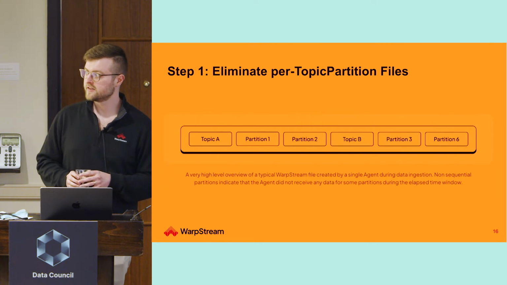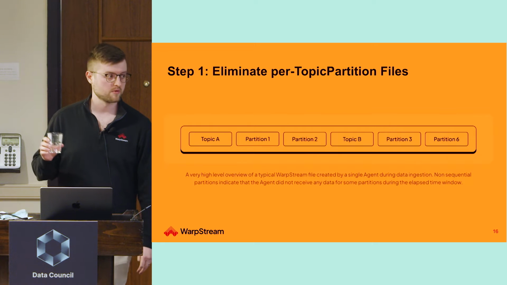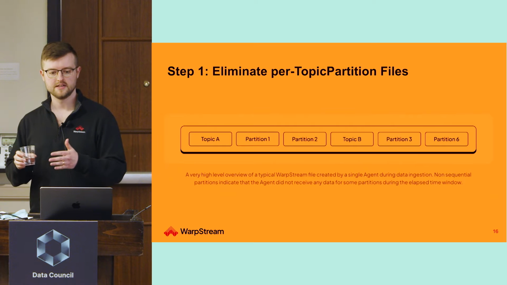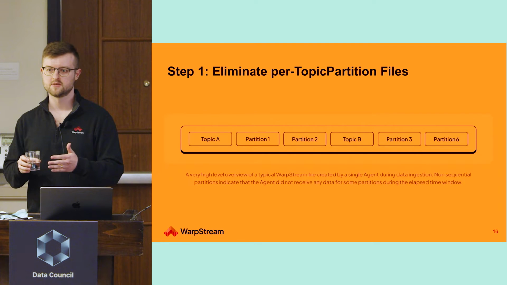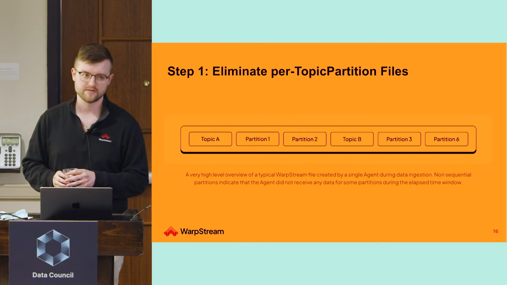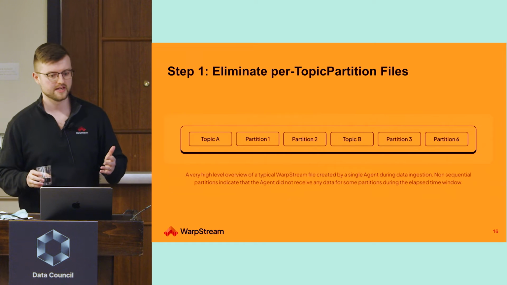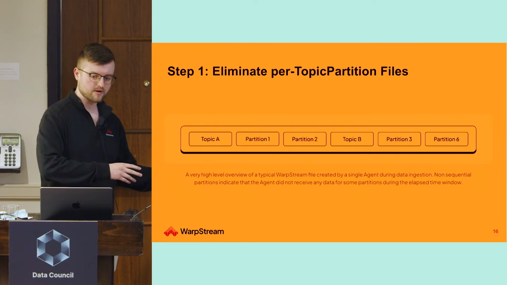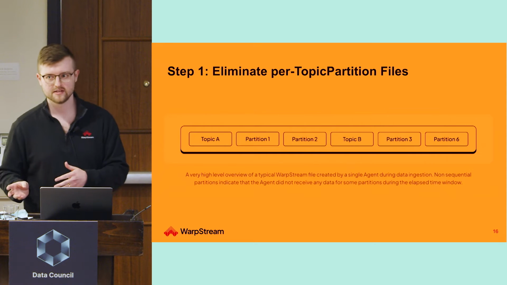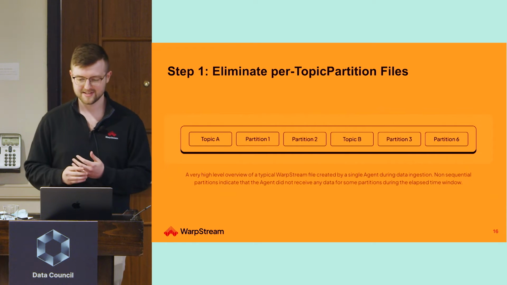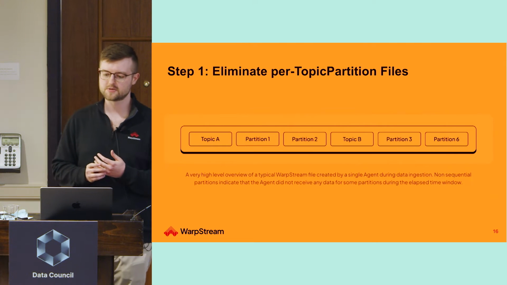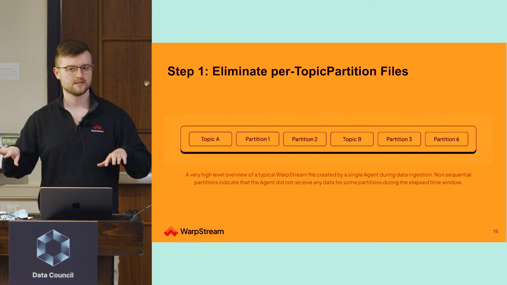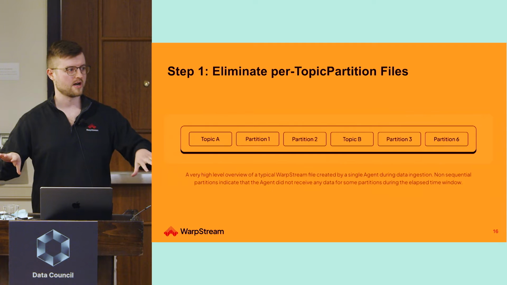So instead of writing files that are per topic partition in WarpStream, we group records from all the topic partitions together into one file. We do this by default every 250 milliseconds or every 8 megabytes of data, whichever comes first. And that means instead of the $50 a month per partition that I described before, it's about $50 a month per agent, which you only run a few of under normal circumstances. That's a much more sustainable cost, and it lets us decouple the number of partitions in the workload from the cost of the workload.